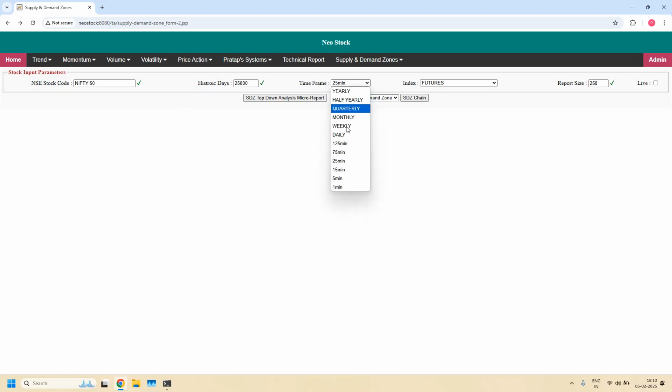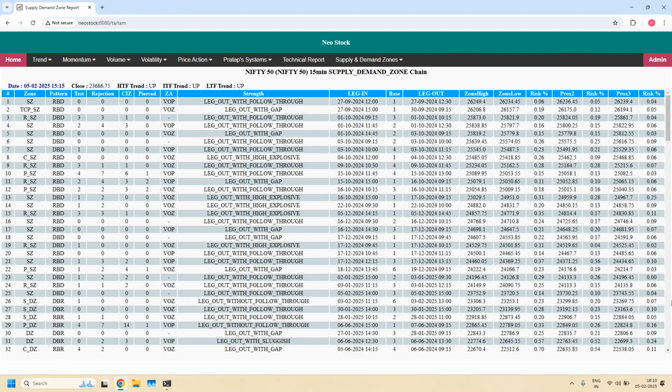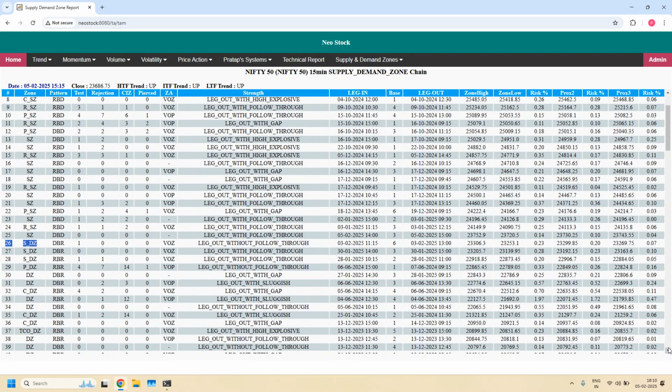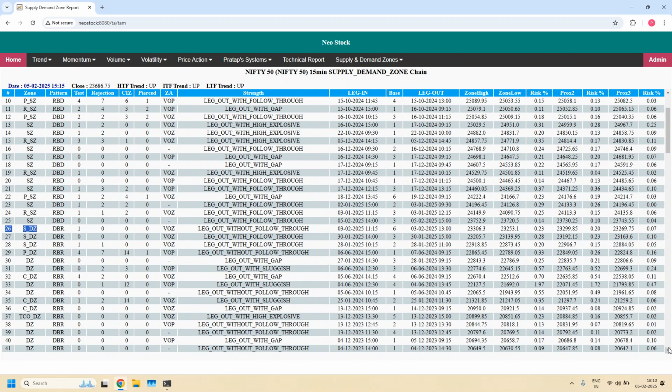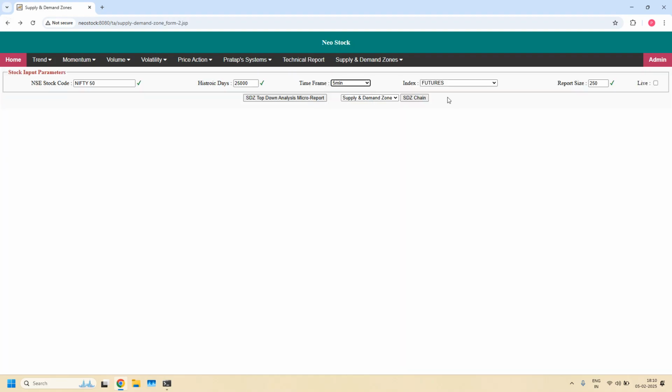Next, 15 minutes supply demand zone chain for Nifty. The nearest demand zone is at 26. Because you have a very small chain of demand zones, let me scroll and put it in the center. Okay, next, 5 minutes supply demand zone chain for Nifty.